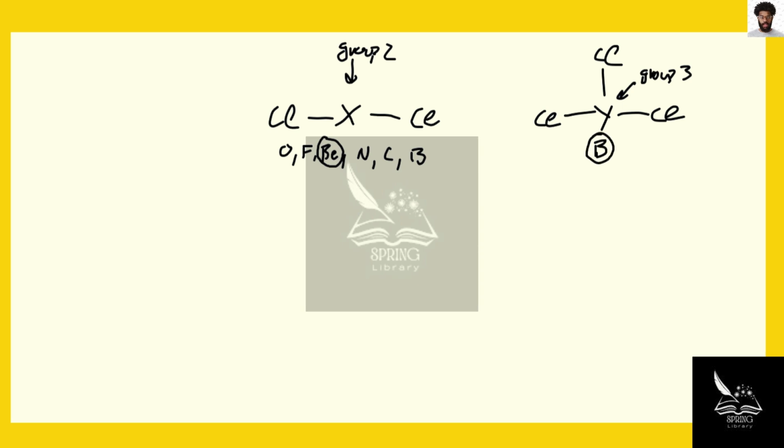Okay, and then finally we have a Z, with 2 sets of lone pairs, 2 bonds to chlorine. And I would argue that this is going to be in group 6, because it is neutral, and therefore oxygen. How do I know this?